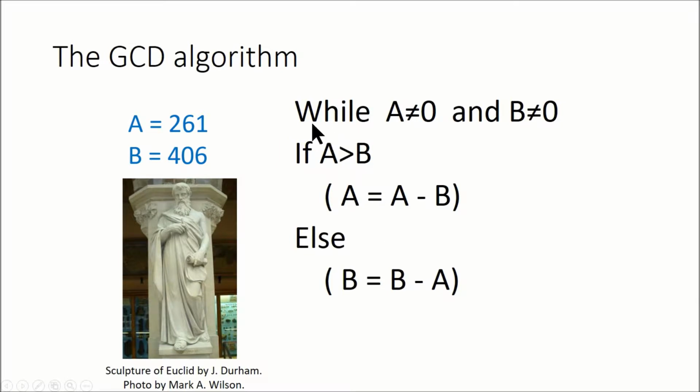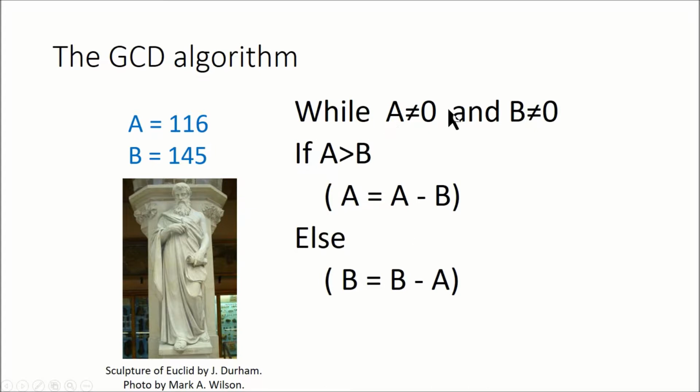We then rerun it because while those two are not set to 0, we're going to continue to run this part in the middle. Now b is greater than a, and so we're going to go down here to else. We're going to take 406 minus 261 and assign that to b, which gives us 145. Again, a is not 0 and b is not 0, so we're going to continue here. But in this situation, a is greater than b, so we're going to take a, subtract b, and have it assigned to a, giving us 116.